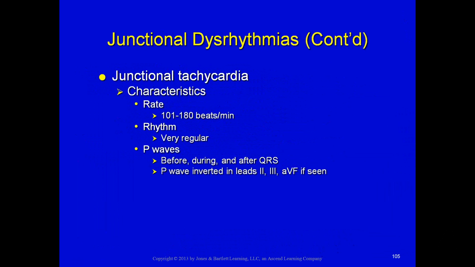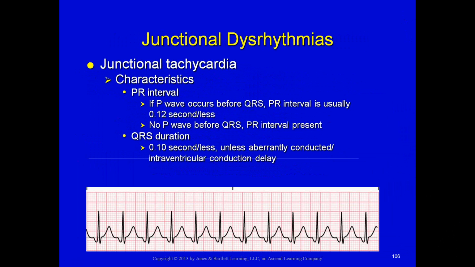Again, with junctional tachycardia, the rate is between 101 and 180. The rhythm is nice and regular. The P waves are going to be before, during, or after the QRS. The PR interval is going to be short, and the QRS width should be normal. So as I look at this, the rhythm is nice and regular. The rate is 300, 150, 100. So the rate is 130. The rhythm is nice and regular.